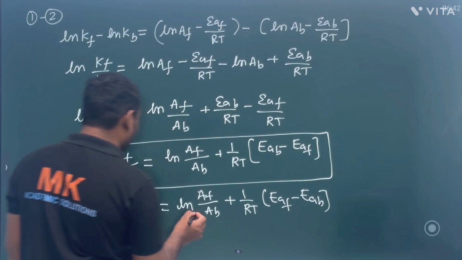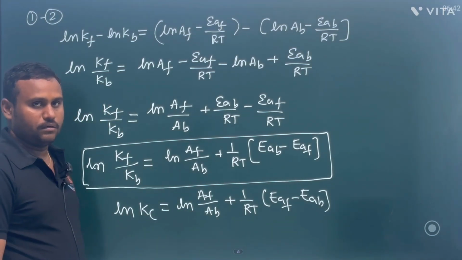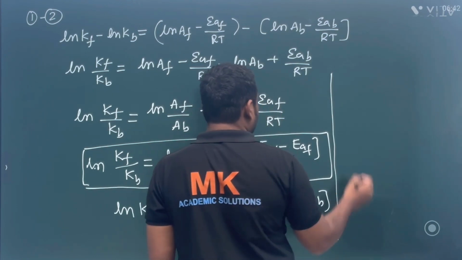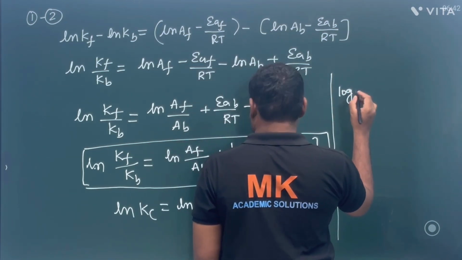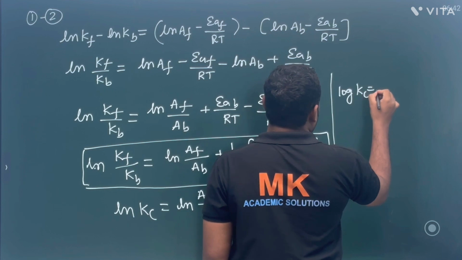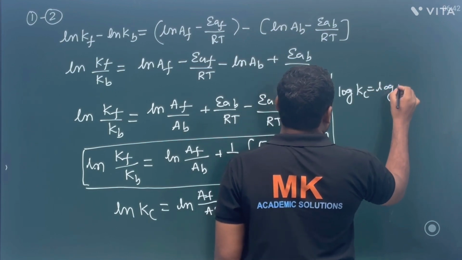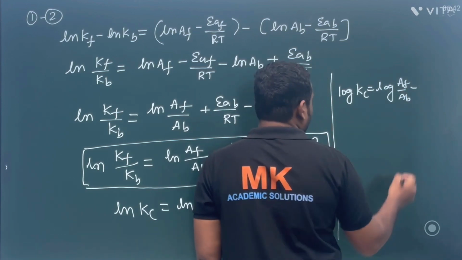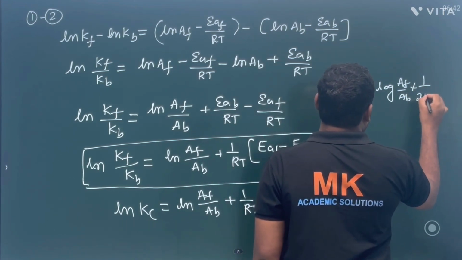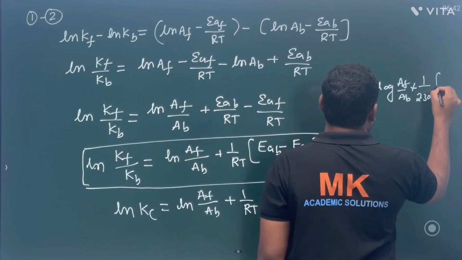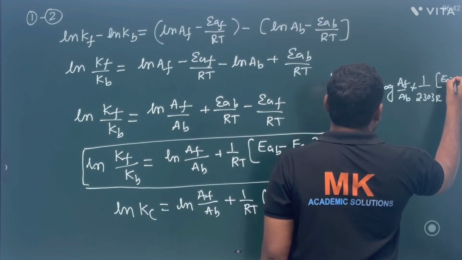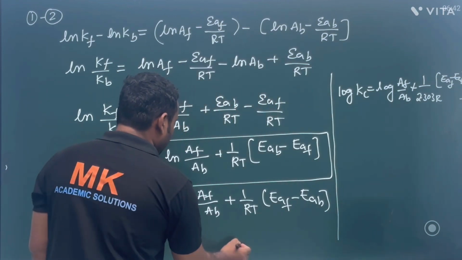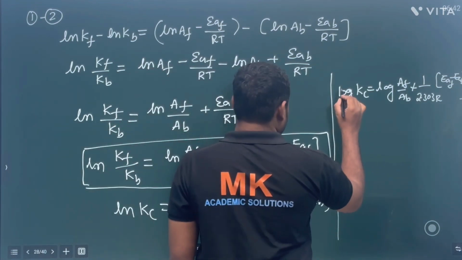So in place of ln, if you want to write the base 10 logarithm, how can we write it? Simply log Kc is equal to log AF by AB plus 1 by 2.303 RT into (EAF minus EAB).